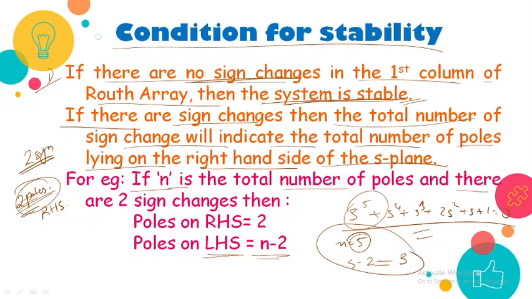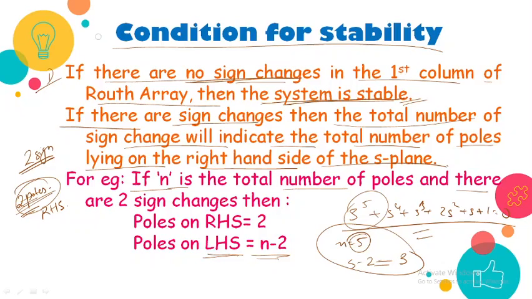But if someone asks you which poles are on the left, which are on the right, or what their values are, can you determine that from here? The answer is no. You cannot determine which pole is lying on the left and which pole is lying on the right hand side. That knowledge is not given by the Routh-Hurwitz criteria, and this is one of the disadvantages of this method. But if your aim is only to determine stability, and you just want to know how many poles are lying where, you can easily determine that from the Routh-Hurwitz criteria. So in that way it's very helpful.